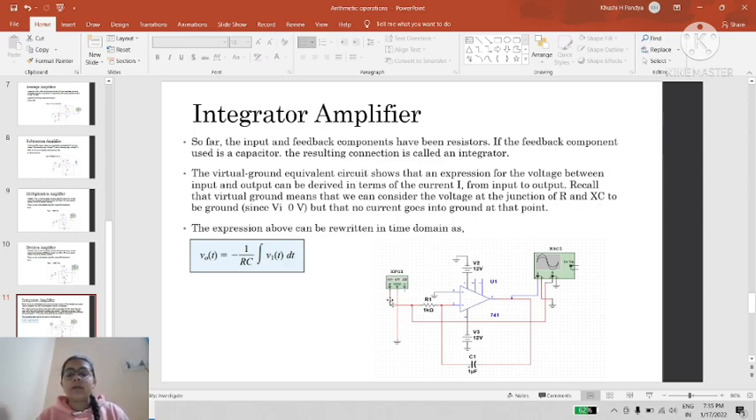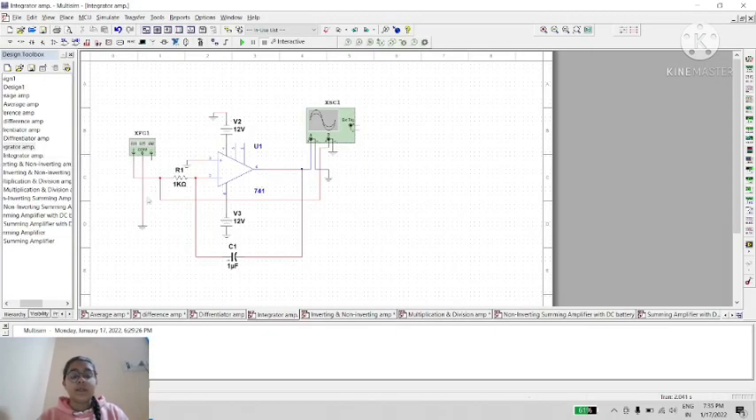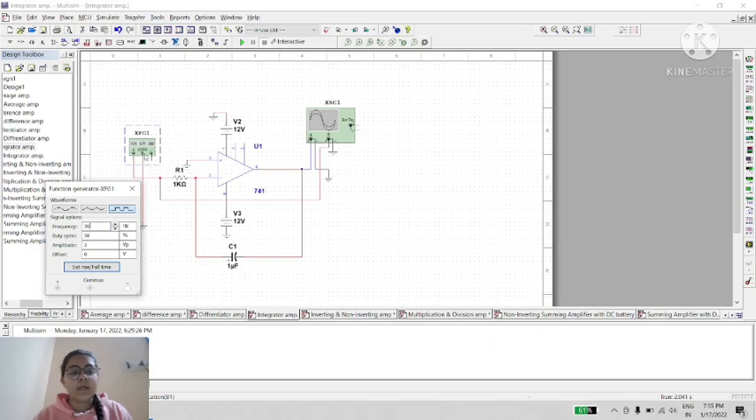We have given our supply voltage by function generator so that we can get control on the frequency, because by changing the frequency we can see that our output voltage is changed. Let's see in Multisim. Here we have connected our capacitor in place of feedback resistor, and we have given 2 voltage peak and frequency is 30 Hertz. So let's check.